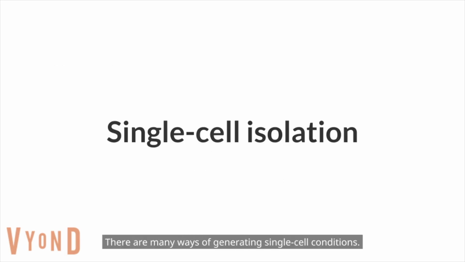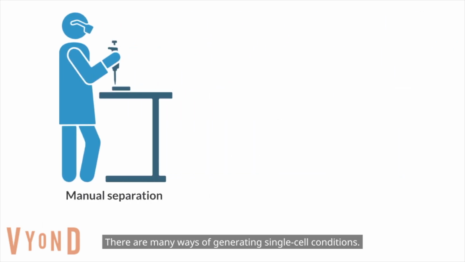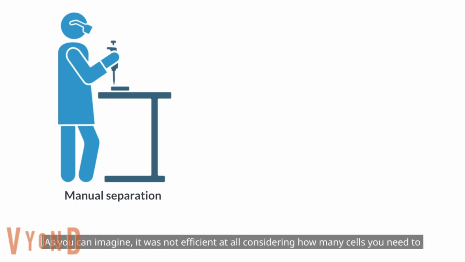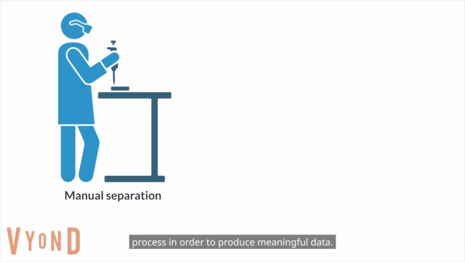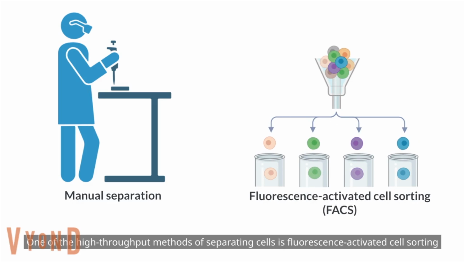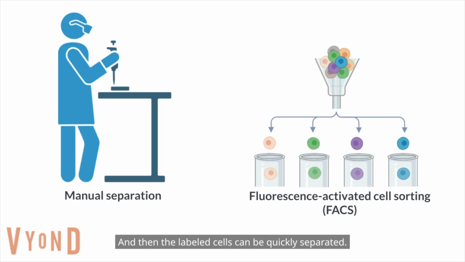There are many ways of generating single-cell conditions. The first single-cell sequencing was performed in 2009, and the cells were separated manually. As you could imagine, it was not efficient at all, considering how many cells you need to process in order to produce meaningful data. One of the high-throughput methods of separating cells is fluorescence-activated cell sorting (FACS), which uses fluorescent markers to label cells based on specific markers. And then the labeled cells can be quickly separated.